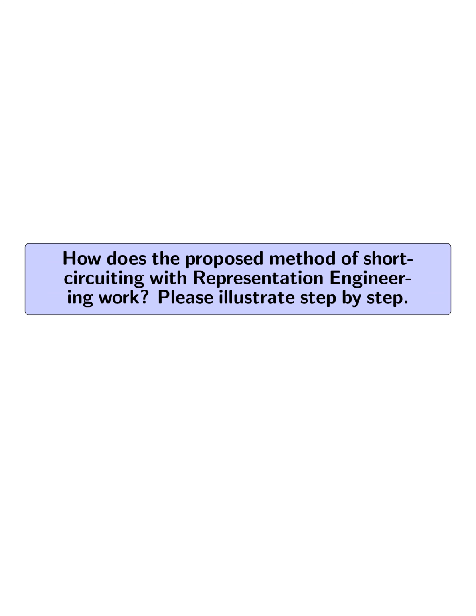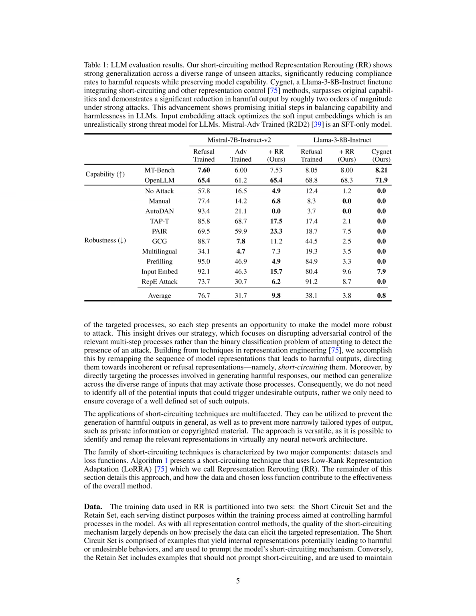How does the proposed method of short-circuiting with representation engineering work? Please illustrate step by step. The proposed method works by remapping model representations related to harmful processes, redirecting them towards incoherent or refusal representations to prevent the generation of harmful or undesirable behaviors in neural networks. The process involves two major components: datasets and loss functions.